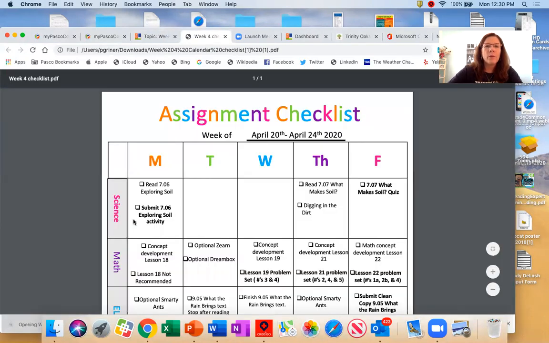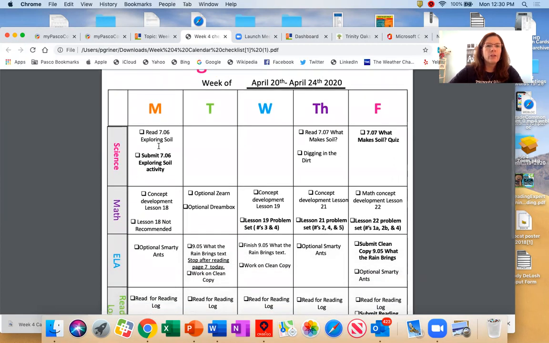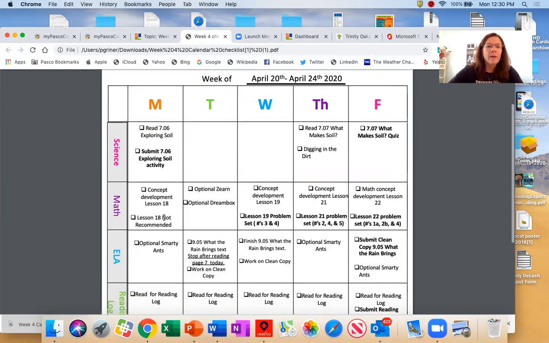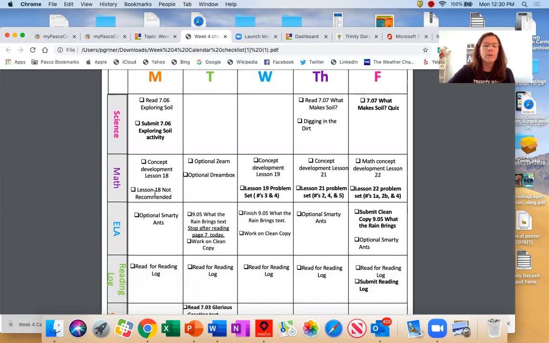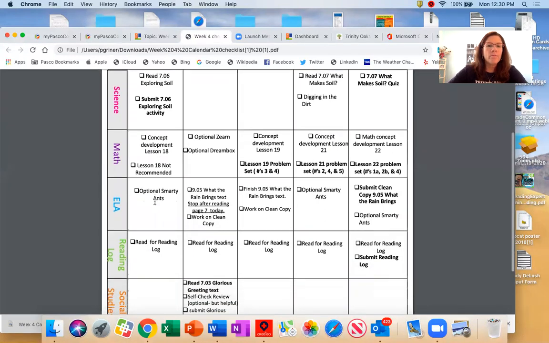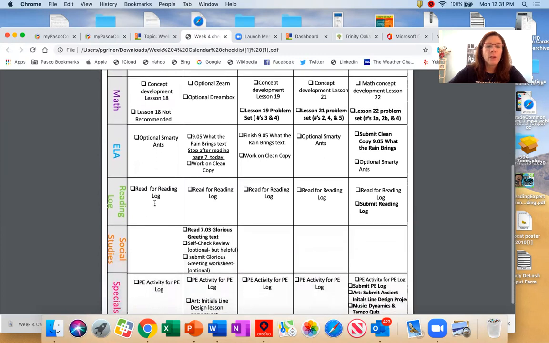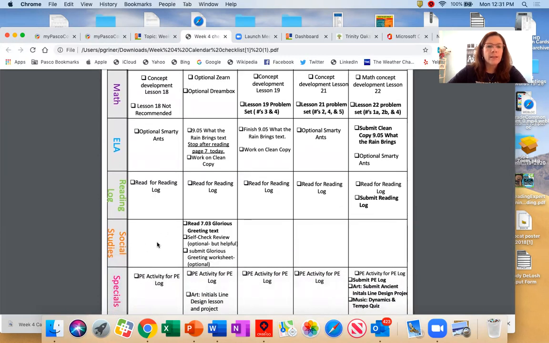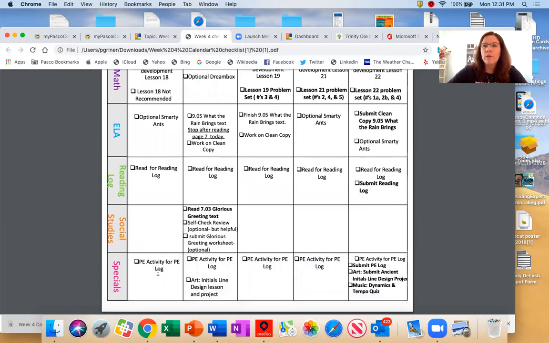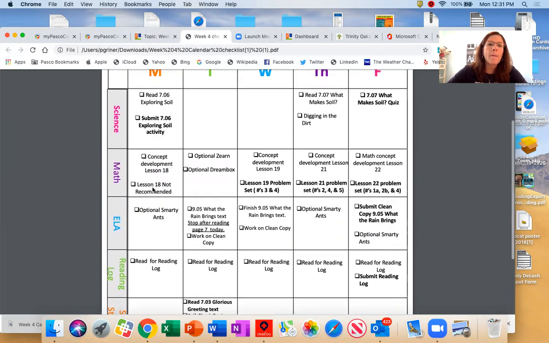Let me show you what this calendar looks like. This is cool. You don't have to print it out, but this would be a cool tool. Monday: this is your science that you're supposed to do today. This is your math. You have lesson 18, but you don't have to do the problems per se. It's not recommended. Today you were to do Smarty Ants. That's one of your days for Smarty Ants. And then reading log. No social studies today. And then you have to add for your PE log. So that's just for Monday.